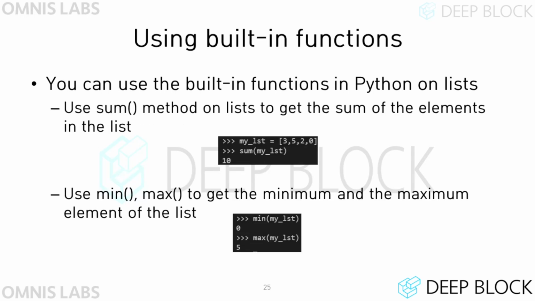Python provides a number of functions related to lists. For example, if you want to calculate the sum of all elements of a list, you can use a function called sum. If you pass a list as an argument to the sum function, it returns the sum of the list elements. The min function returns the value of the smallest element among the elements in a list. And the max function receives the list as an argument and returns the value of the largest element of the list.